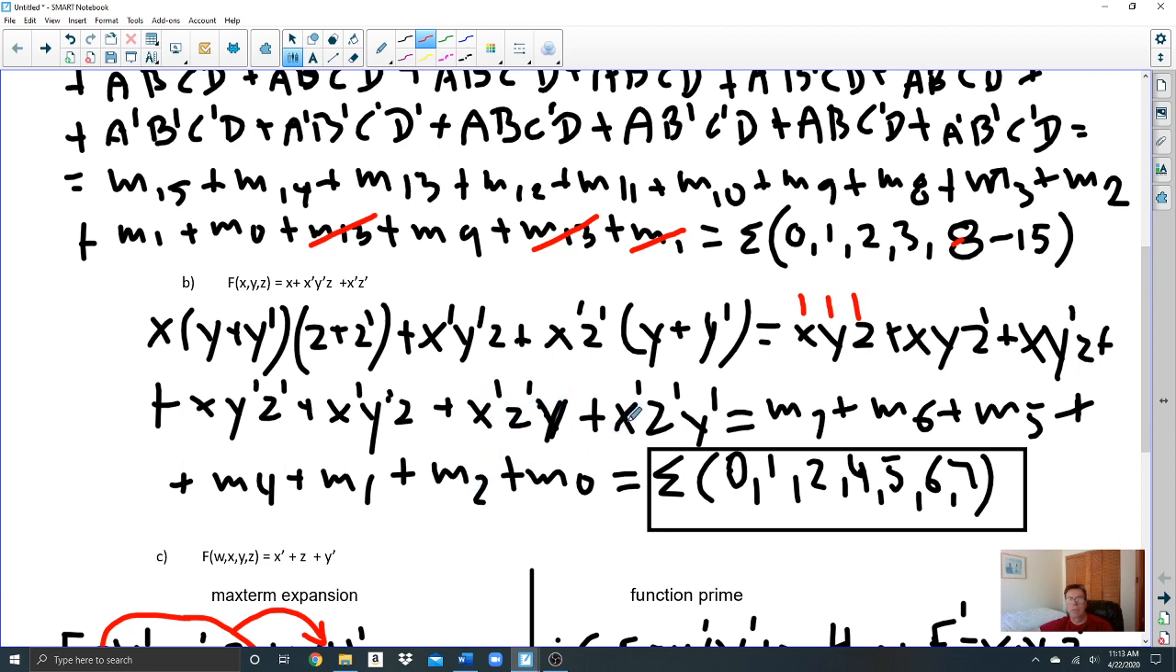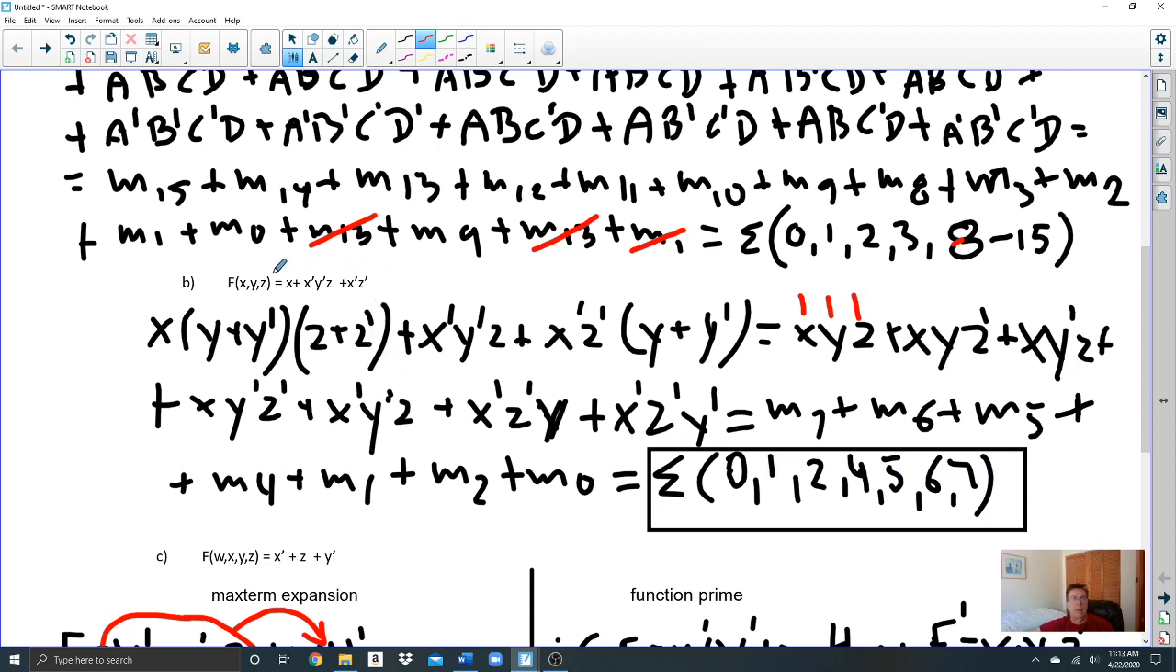This one will be x prime, y prime, z prime. If I order this alphabetically, that will be minterm 0 right here. So that means, do we have any repeats? 7, 6, 5, 4, 1, 2, 0. We have no repeats, so we don't cross anything out like we did here. So we're just going to put it in sigma notation, sum of all minterms ordered numerically.